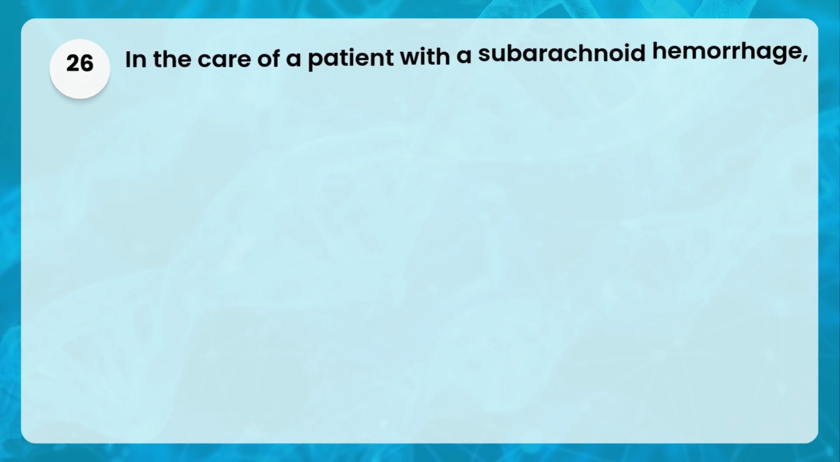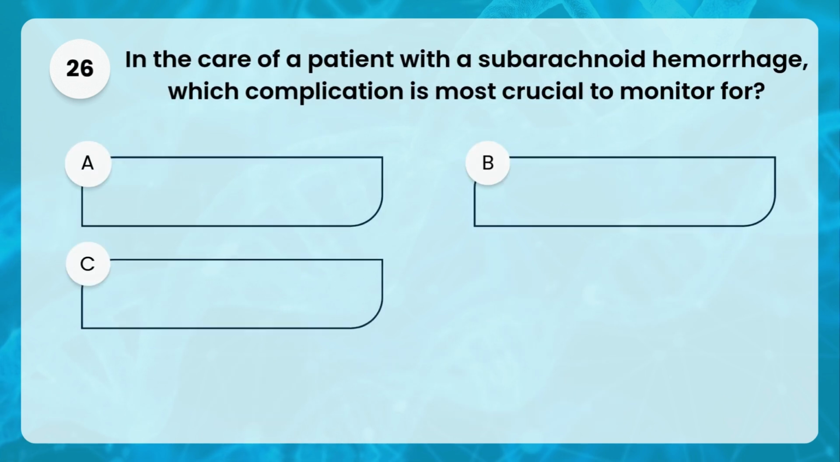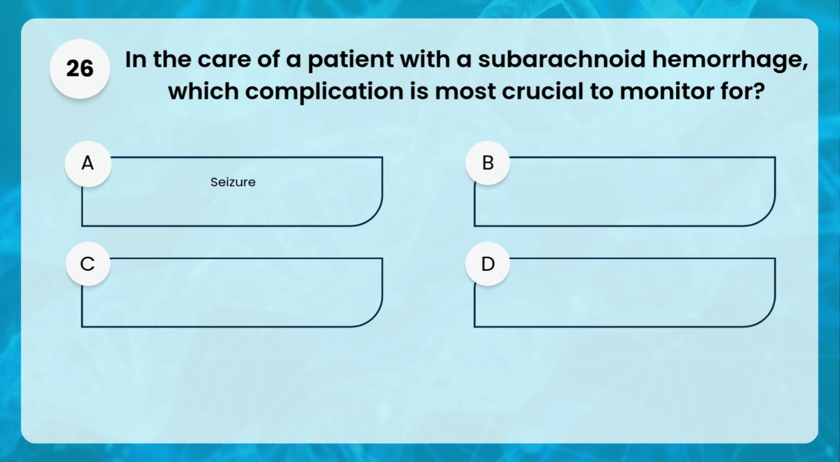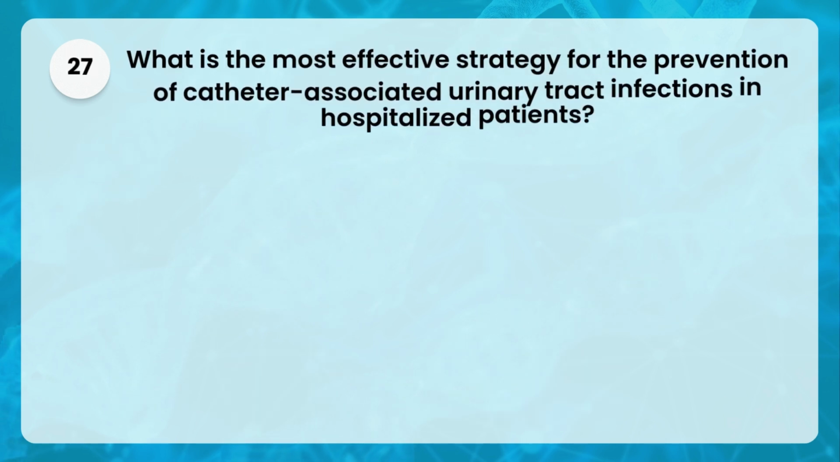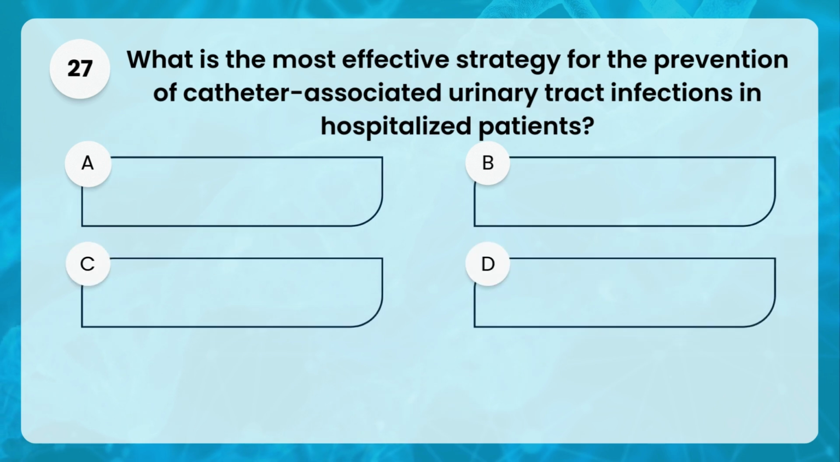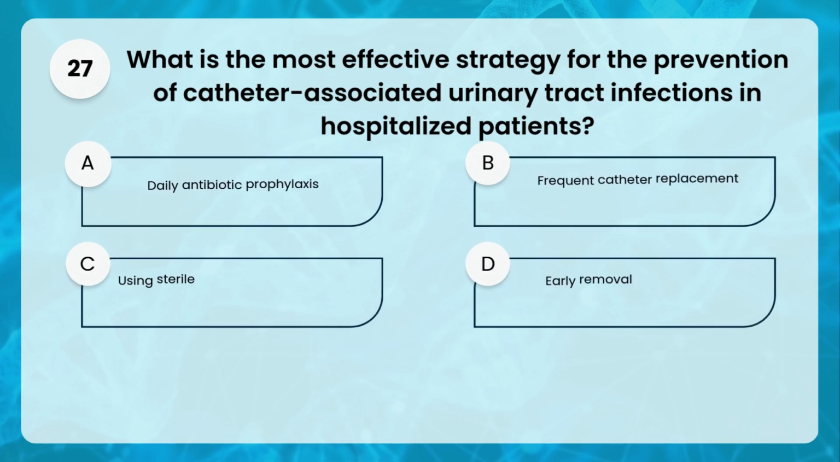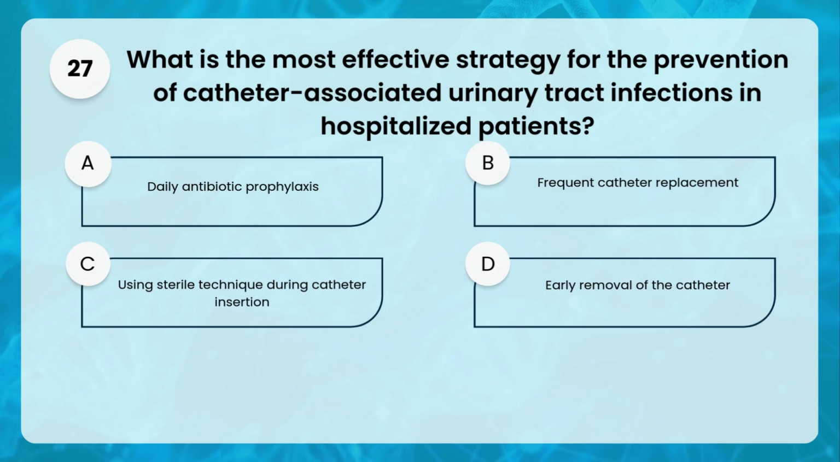Number 26. In the care of a patient with a subarachnoid hemorrhage, which complication is most crucial to monitor for? A. Seizure. B. Vasospasm. C. Hydrocephalus. Or D. Hypotension. The answer is B. Vasospasm.